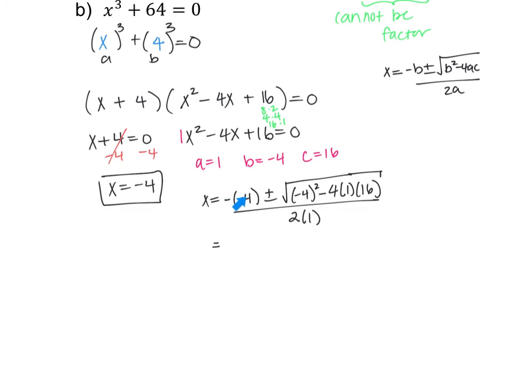Like, I notice there are 2 negatives here, so I'm going to make this a +4 now. I'm going to clean inside the root. So this is a -4 squared, so that makes it a +16. I'll bring down this negative sign. 4 times 1 times 16 gives me 64. And the bottom's a 2, because 2 times 1 is 2.